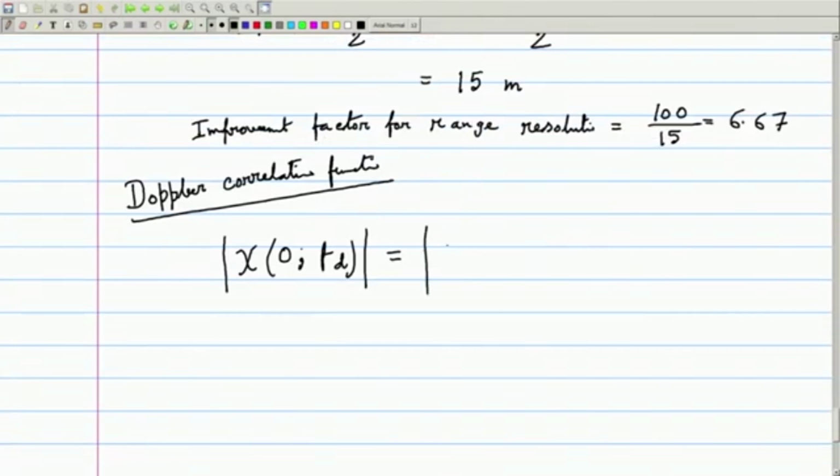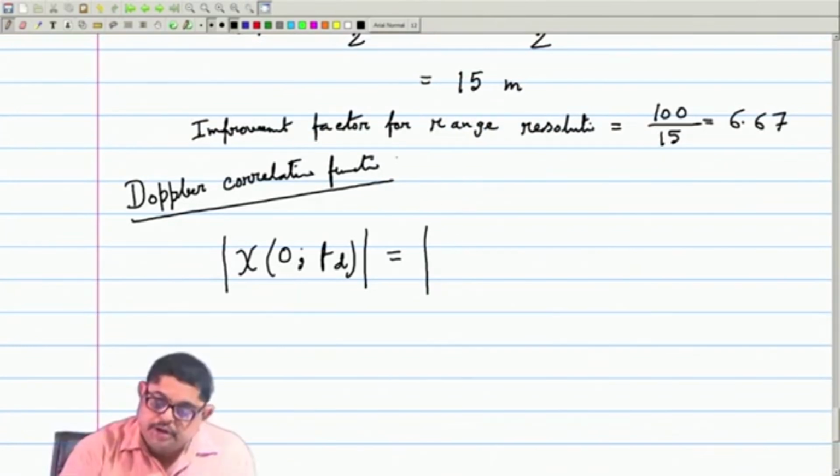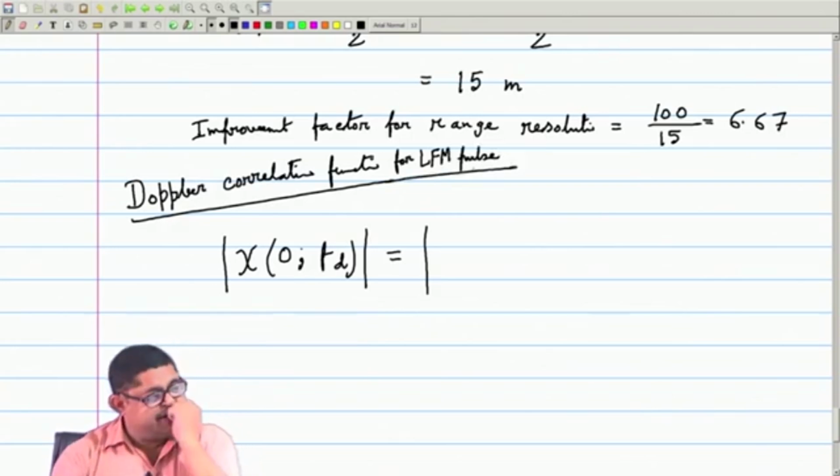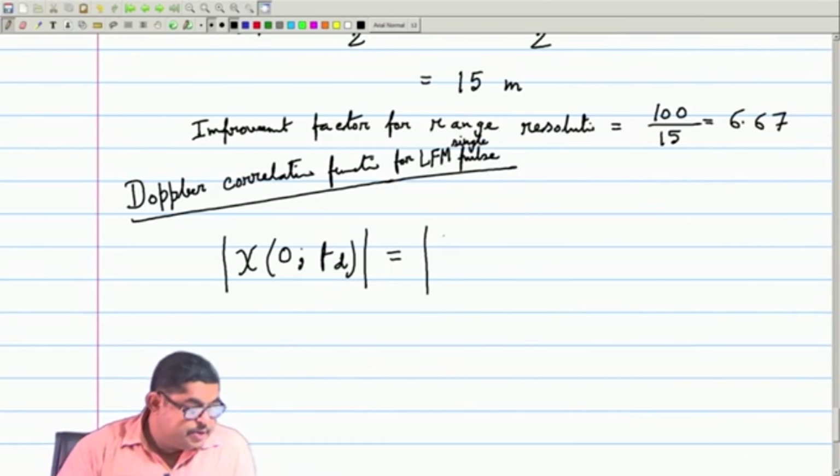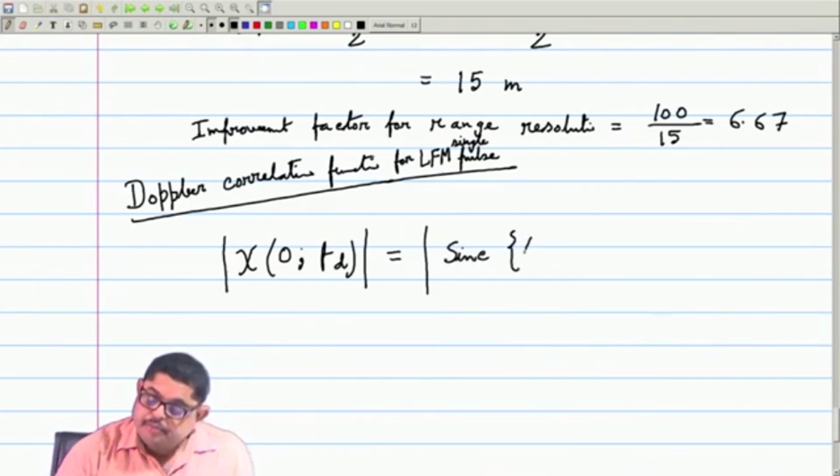We can write that for LFM, the Doppler correlation function for an LFM pulse. Remember, this is an LFM single pulse, I should say, because we have taken a single pulse here. So, for LFM it will be sinc of pi f d tau naught.